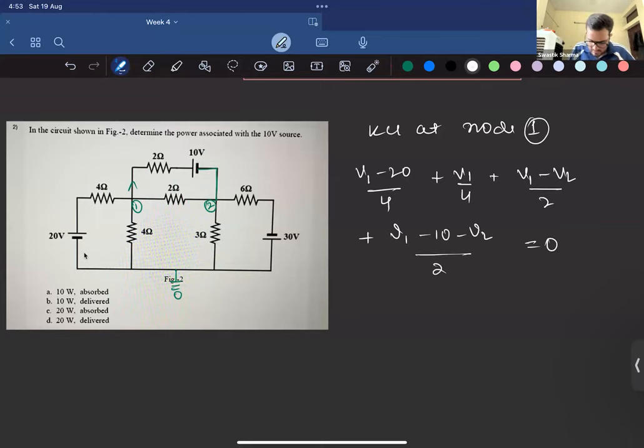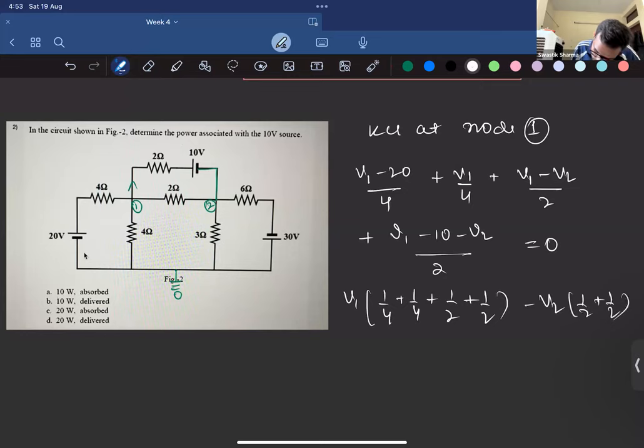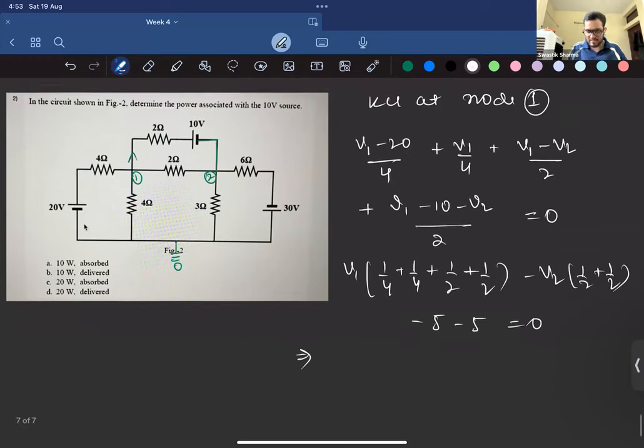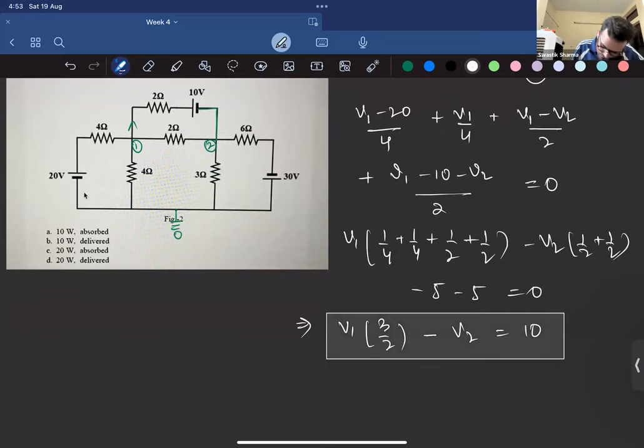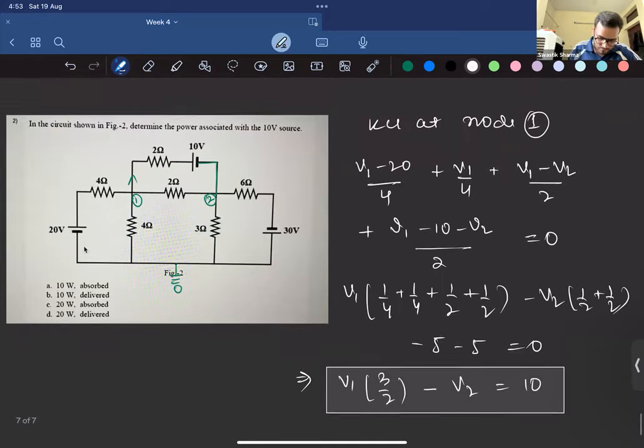Let's rewrite it so that it's easier for us. V1 times (1 by 4 plus 1 by 4 plus 1 by 2 plus 1 by 2) minus V2 times (1 by 2 plus 1 by 2) minus 5 and minus 5, is equal to 10. Please solve this too, so that if I make a mistake in between, you can correct me. Otherwise, I would find it very difficult to find the mistake. So we got this equation by applying KCL at node 1.